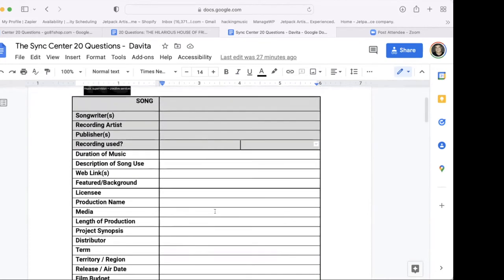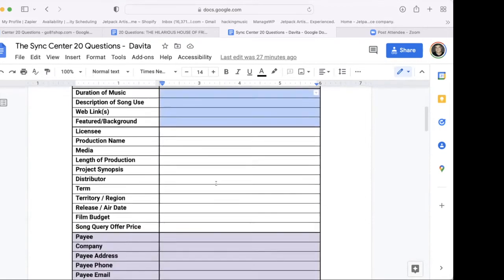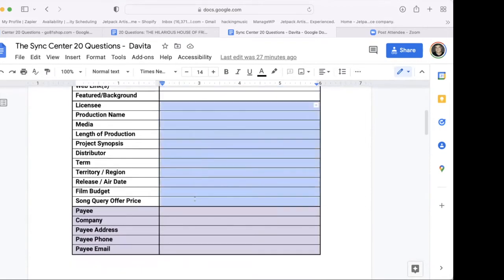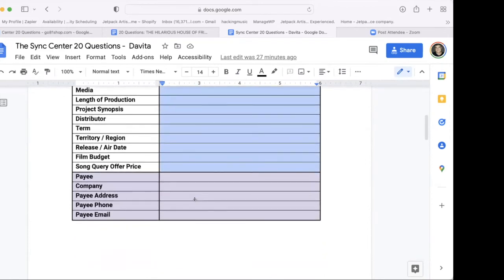Okay, so just backing up, at the top we had the song information. Down here in the white, we had all the use information. And down here is all the film information and the offer price. And then at the bottom, it's just, is it Warner Brothers? Is it the filmmaker? Is it Procter and Gamble? Company, payee, address, phone, email. Like if a filmmaker is being funded by a production company or something like that. Yeah. And this is who's going to pay for the music once we're agreed.